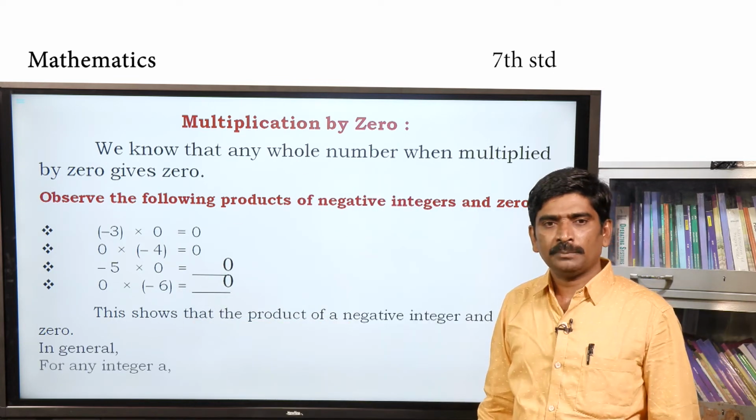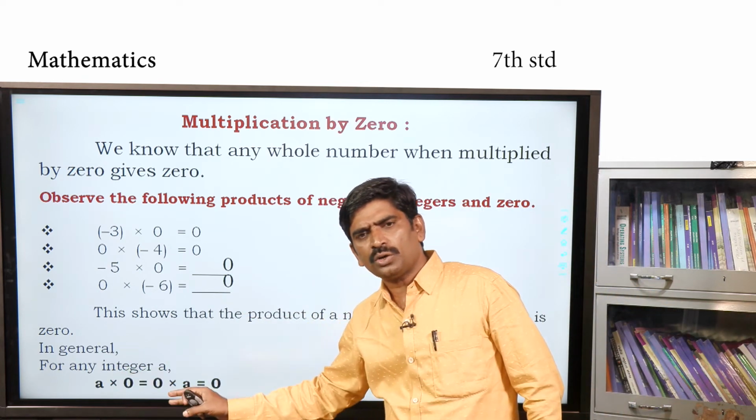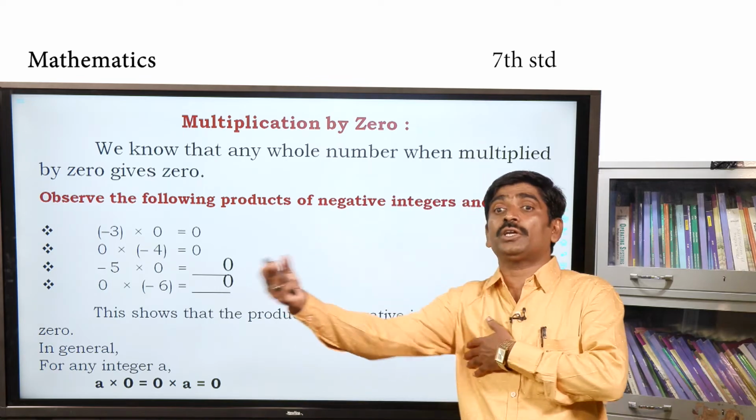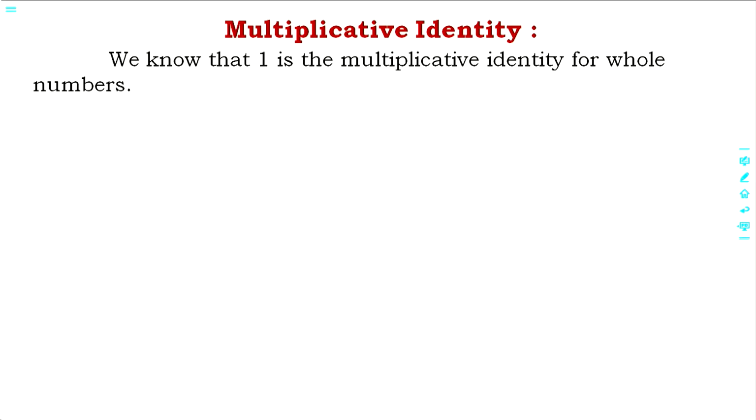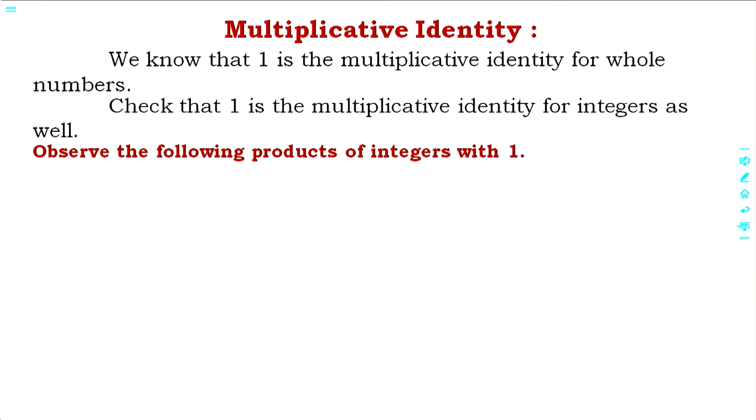In general, for any integer a, that means a into 0 is equal to 0 into a, that is equal to 0. Multiplicative identity. We know that 1 is the multiplicative identity for whole numbers. Check that. 1 is the multiplicative identity for integers as well. Check. Observe the following products of integers with 1.